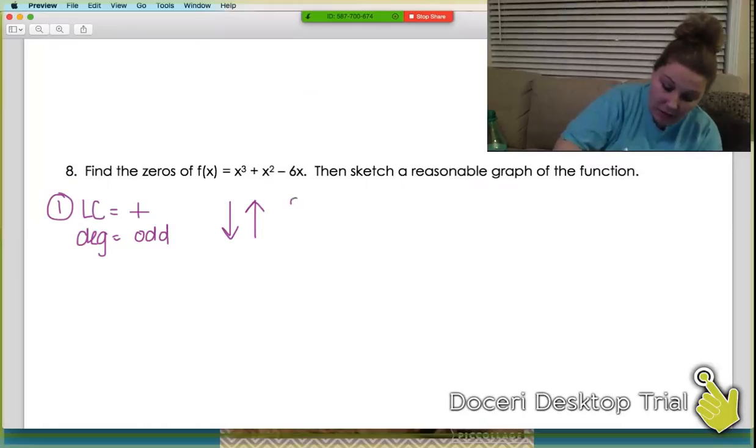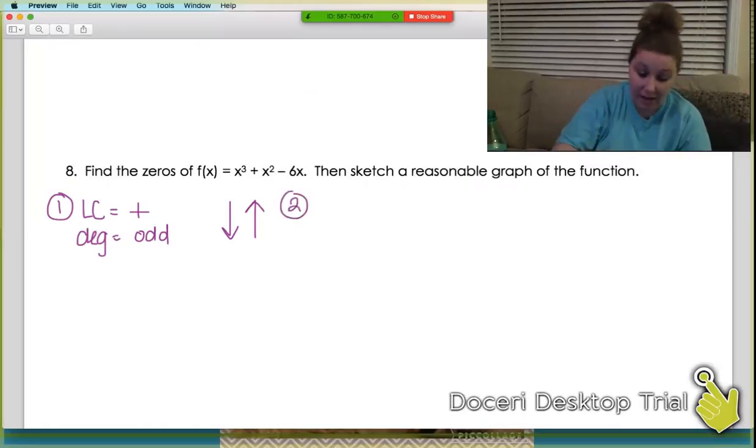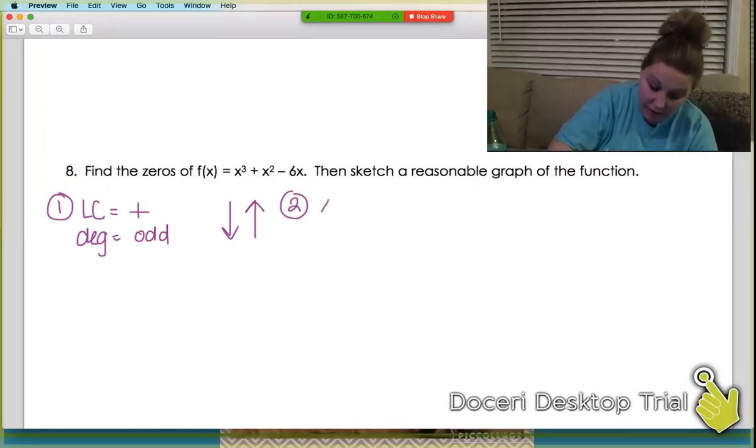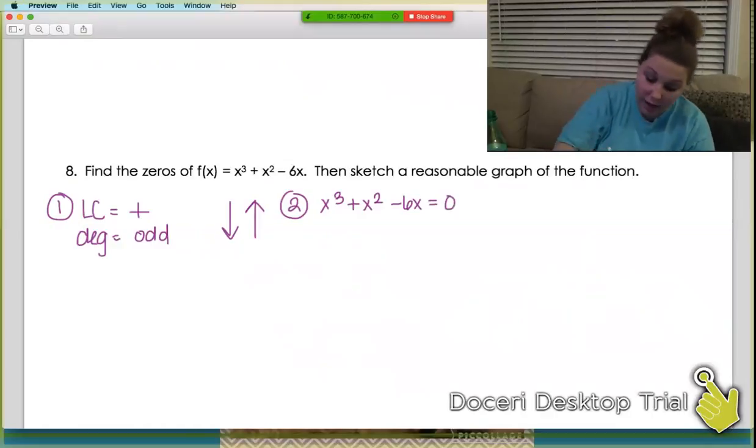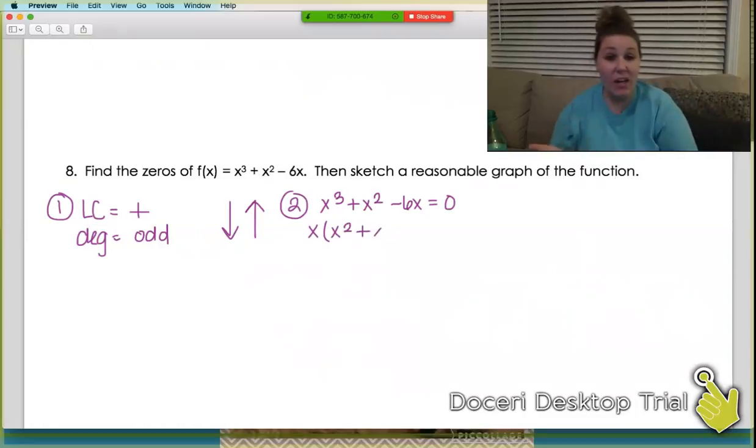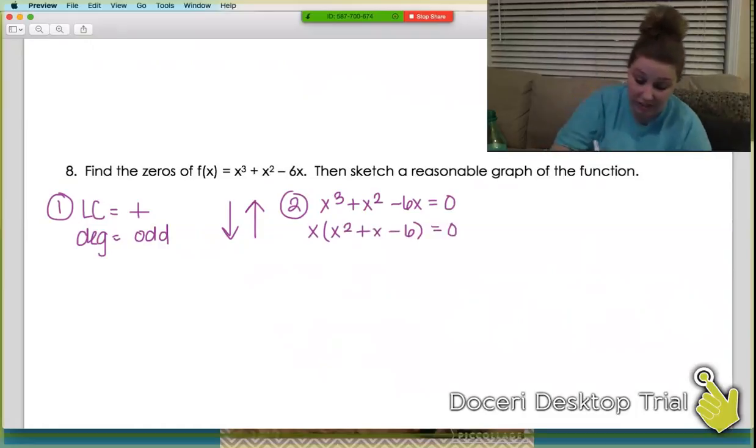Now I need to factor and get my zeros. So I have x to the third plus x squared minus 6x equals 0. I have to put the 0 in so I have an equation that I can solve. I have a GCF of x. So I get x squared plus x minus 6 equals 0. And this one is already a quadratic, so we're just going to factor that.